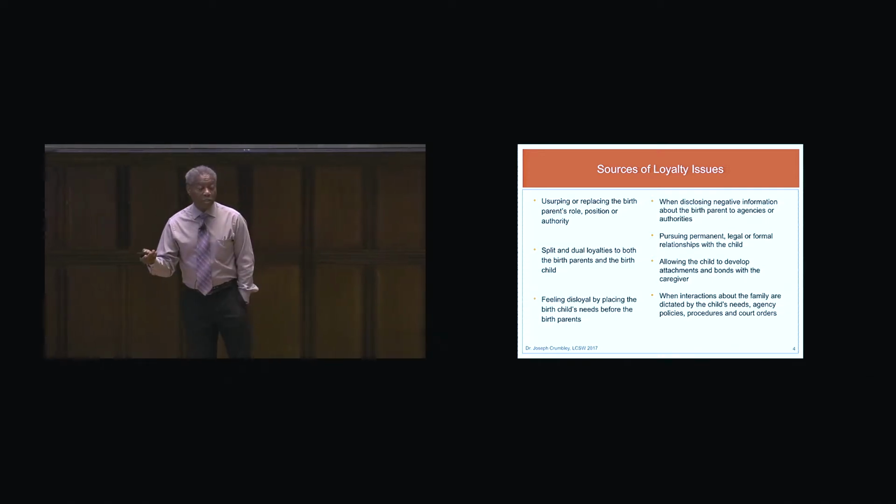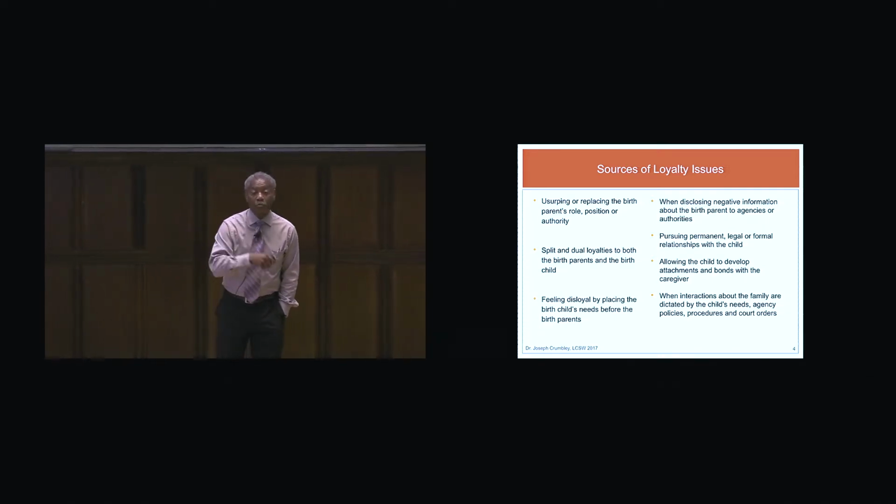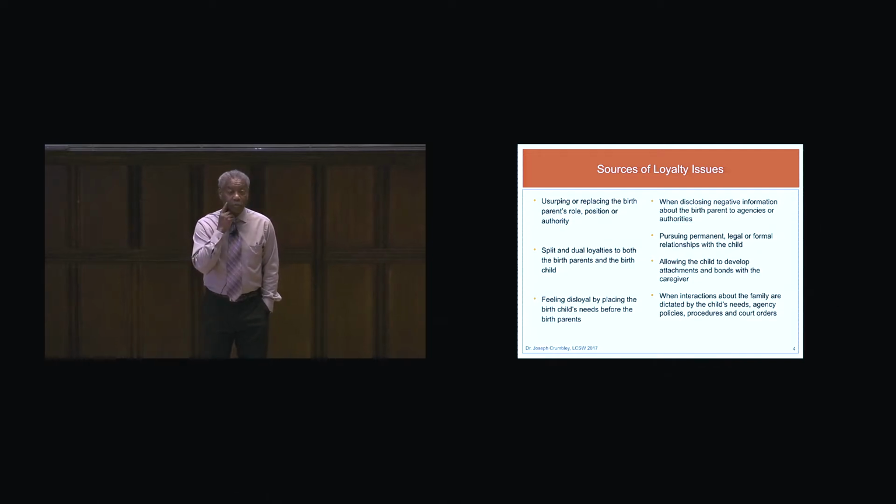Pursuing a permanent relationship is to compete with the birth parent. To pursue a formal relationship as a foster parent or adoptive parent can mean you're being disloyal. Allowing the child to attach to you and call you mom, or call you dad, can make you feel disloyal. And guess who reminds you of you being disloyal? The birth parent. You're letting my child call you mom? You know, I'm her mom. You're letting her do that.